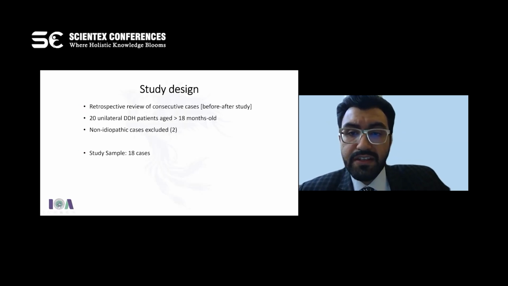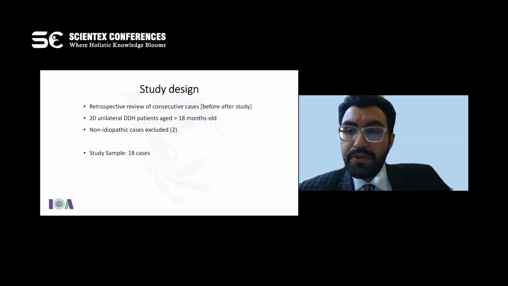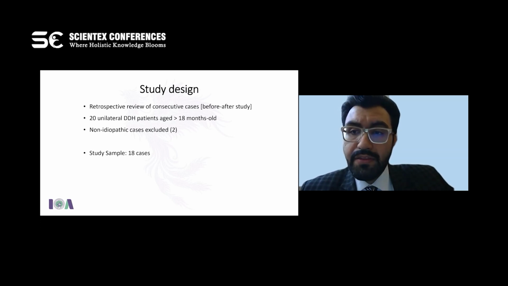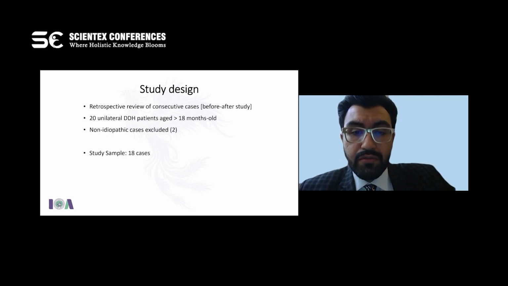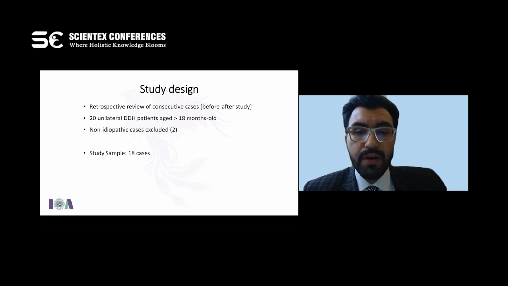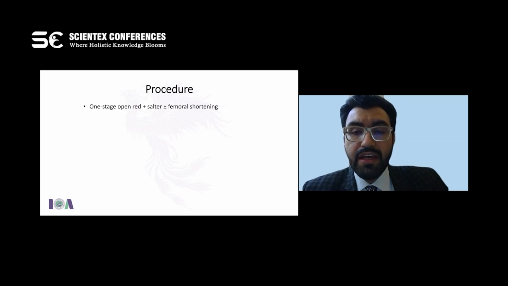We designed a retrospective review of consecutive patients. The best design in order to answer these questions would be to perform capsulorrhaphy in a group of patients and compare it with another group without capsulorrhaphy and compare the results. But as we have experienced capsulorrhaphy to be rather useful, we thought it might be unethical to perform such studies. So we performed a before-after study in which we included 18 unilateral DDH patients after excluding those with non-idiopathic causes. And we tried to determine the medial joint space just before and just after performing capsulorrhaphy during surgery by the use of fluoroscopy. And we tried to actually determine the answer to our question by radiographically evaluating the hip joint.